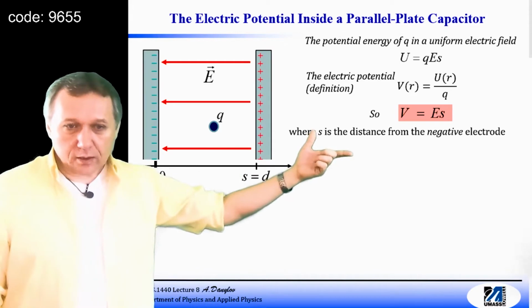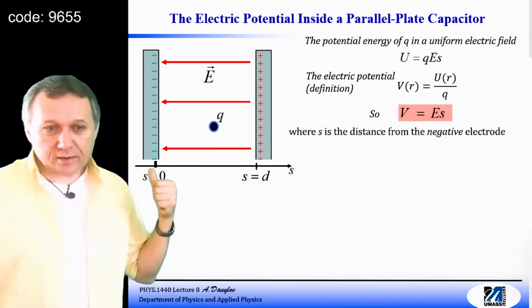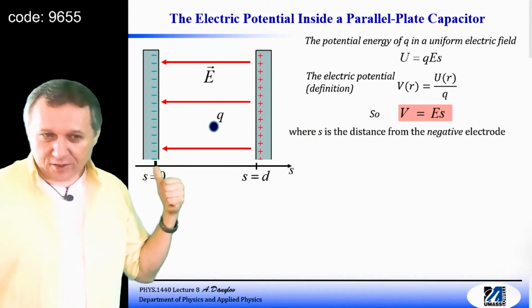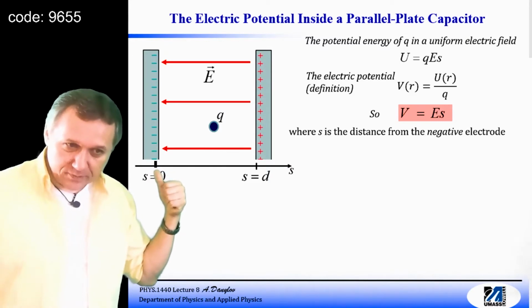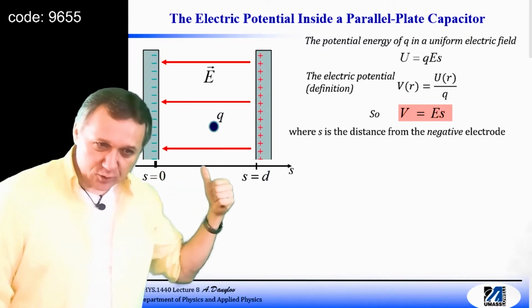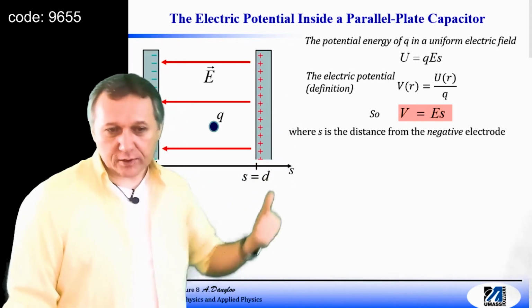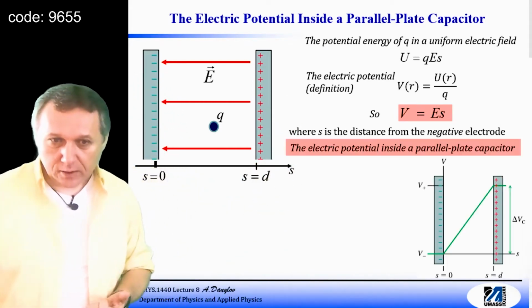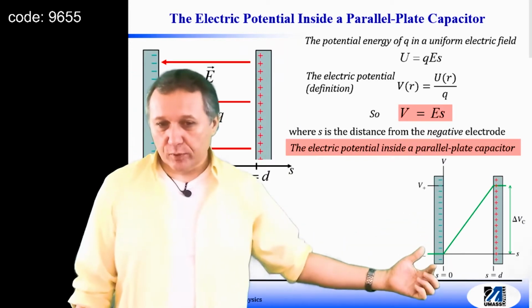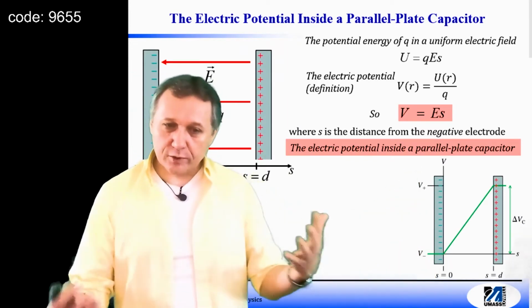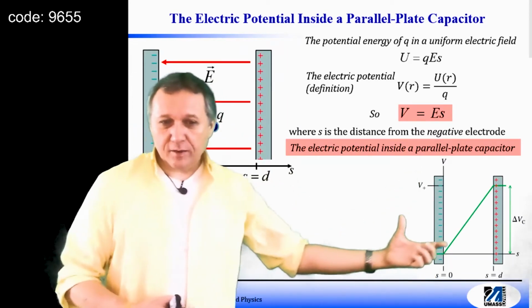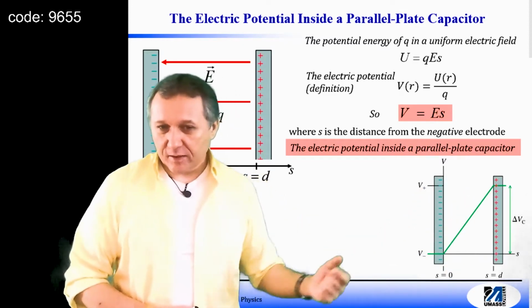Okay, as I said, the electric potential of the negative electrode is 0, and then it grows linearly as you move closer to the positive electrode. And of course, the maximum value is at the positive electrode. I took this picture from the book. The author overlapped this picture of the capacitor with the plot.